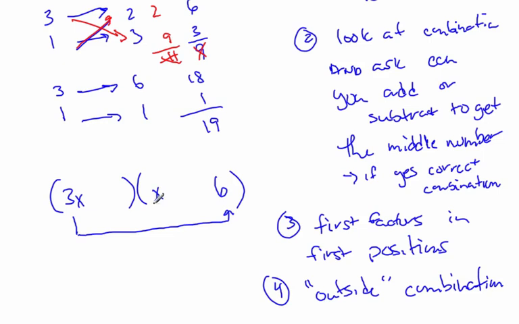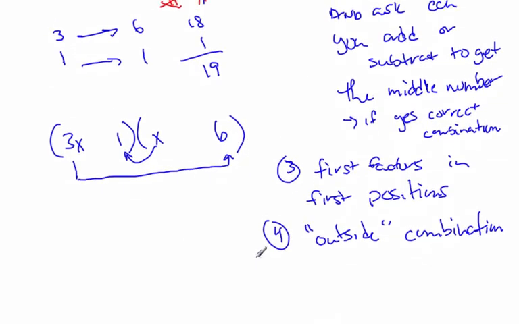And then the last one is 1 times 1. So that one means 1x times 1. So outside combination, and then we do the inside combination.